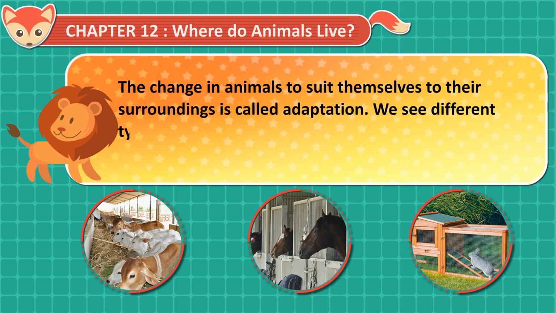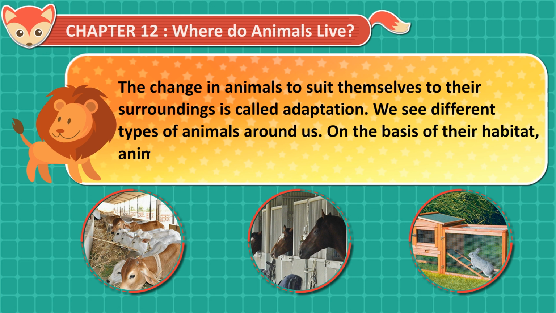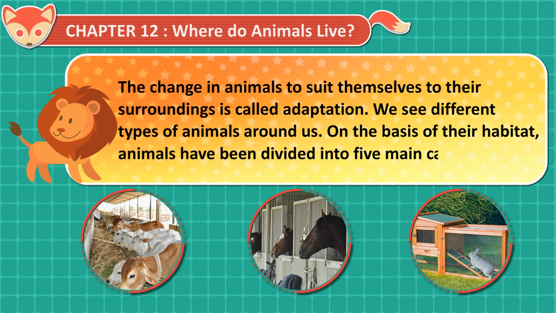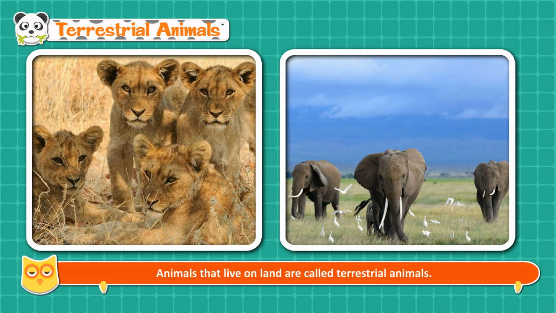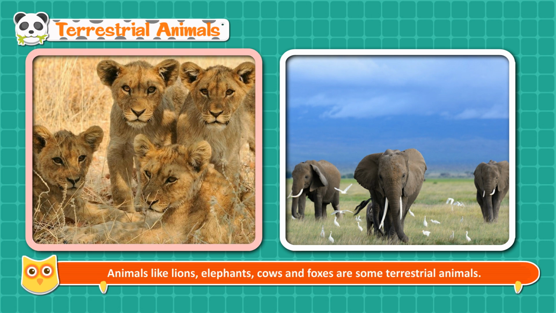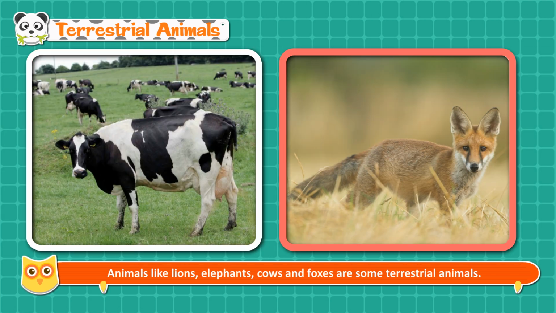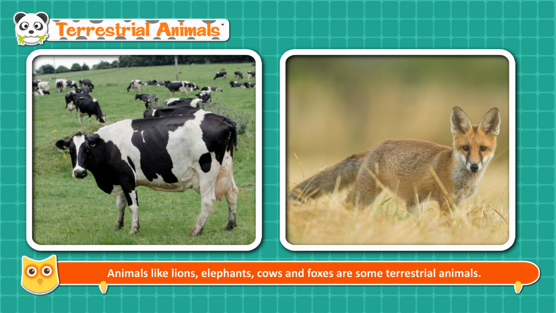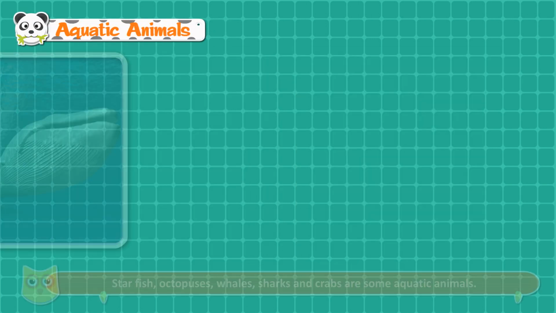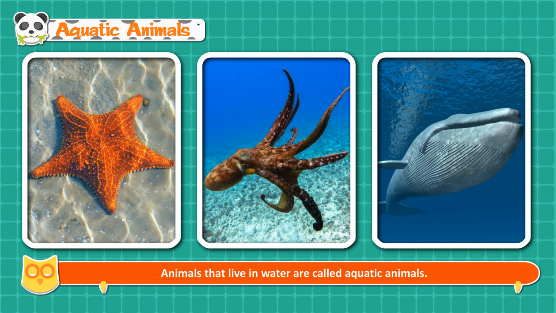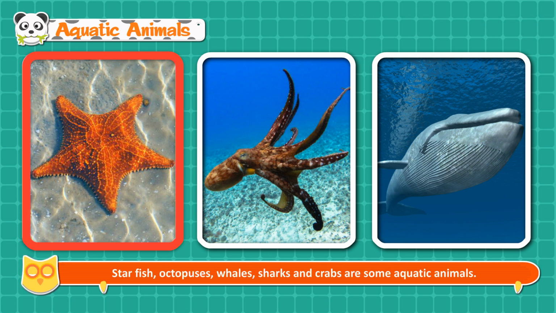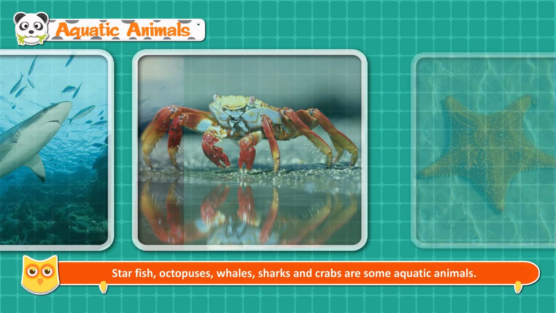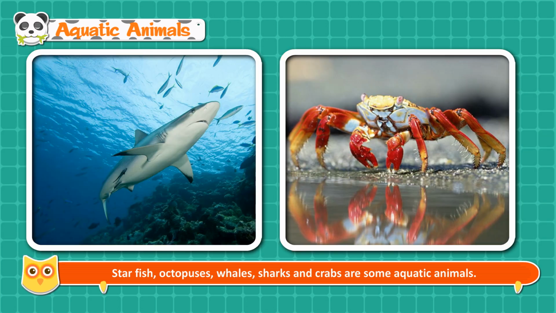We see different types of animals around us. On the basis of their habitat, animals have been divided into 5 main categories. Terrestrial animals. Animals that live on land are called terrestrial animals. Animals like lions, elephants, cows and foxes are some terrestrial animals. Aquatic animals. Animals that live in water are called aquatic animals. Starfish, octopuses, whales, sharks and crabs are some aquatic animals.